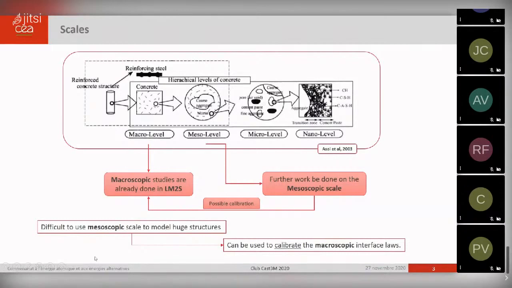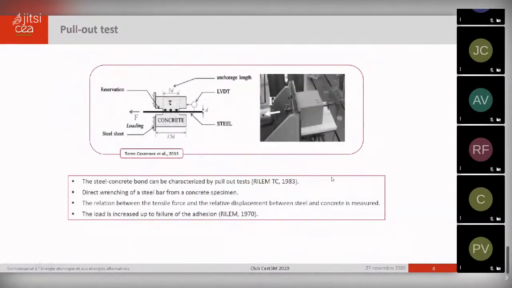However, it's difficult to use the mesoscopic scale to model huge structures. That's why it can be used to calibrate the macroscopic interface laws. Pull-out tests are usually used to study the steel-concrete interface. It's simply pulling a steel bar out of a concrete sample, and the loading is increased until there's a failure of adhesion between the steel bar and the concrete.